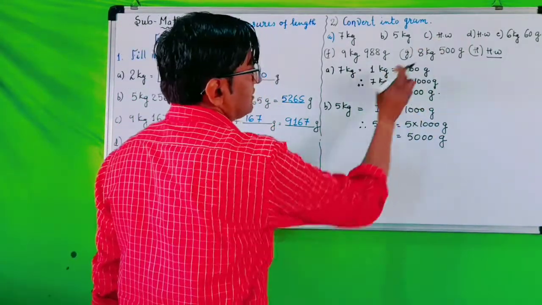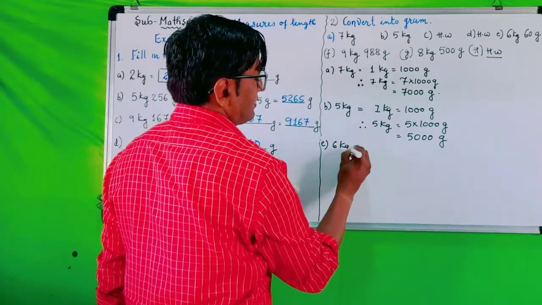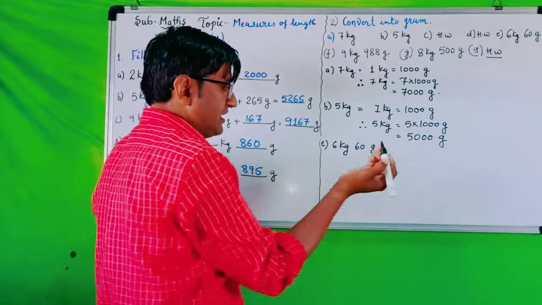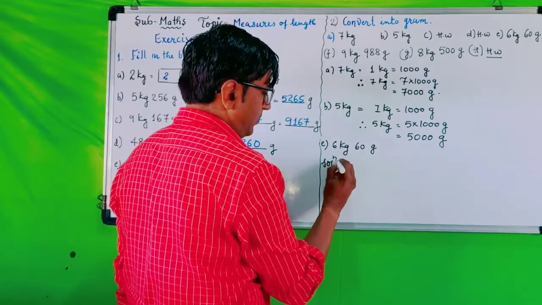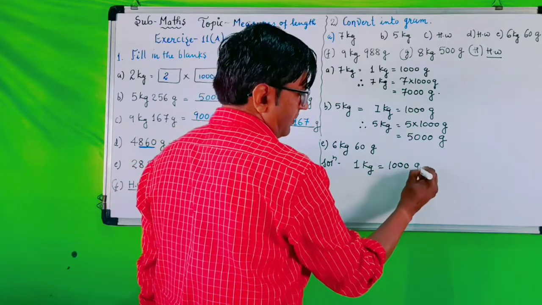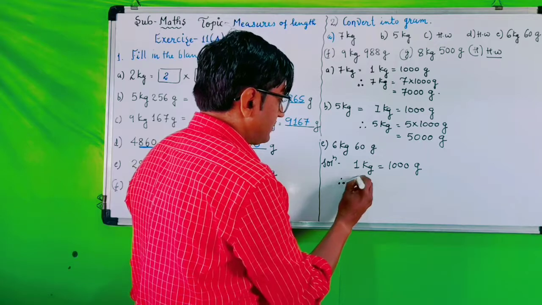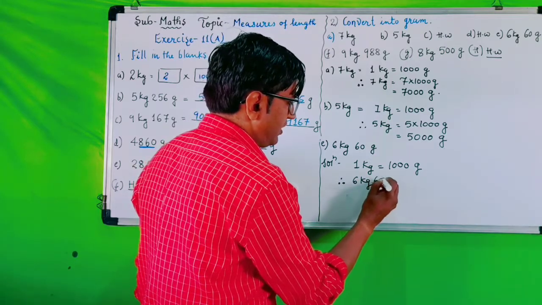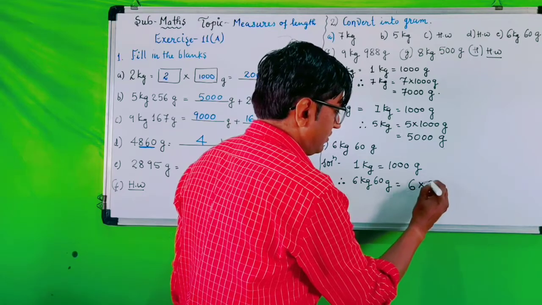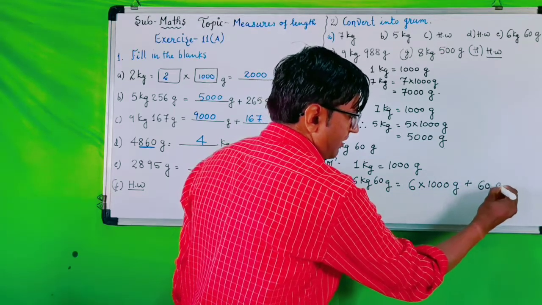Next one, E. E is 6 kg 60 gram. So it is easy only. What will I write first of all? First of all you have to write 1 kg equal to 1000 gram. Okay, don't forget this one. Now therefore 6 kg 60 gram. So what shall we do? 6 into 1000 gram plus 60 gram.